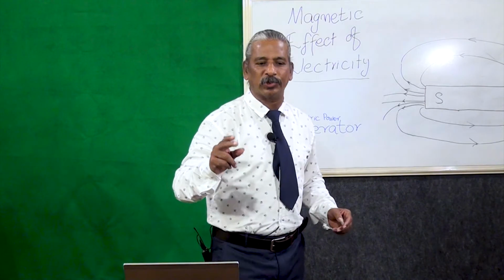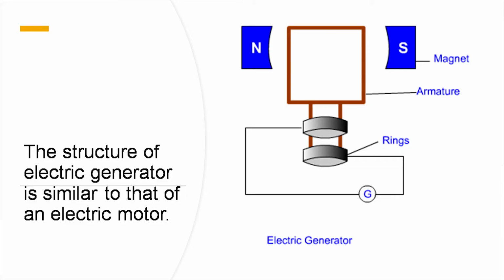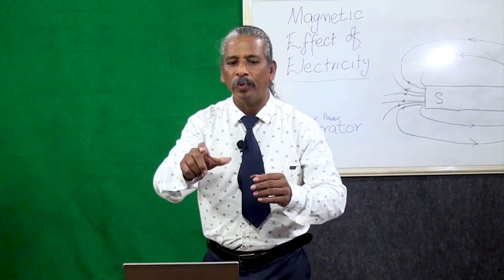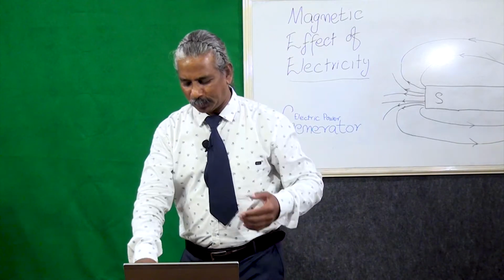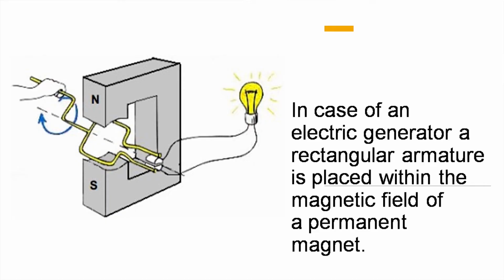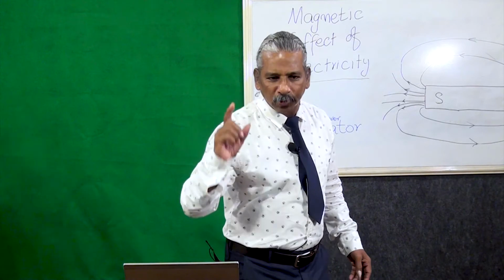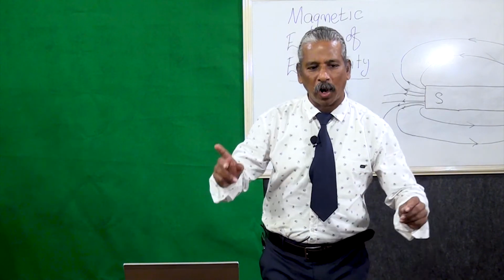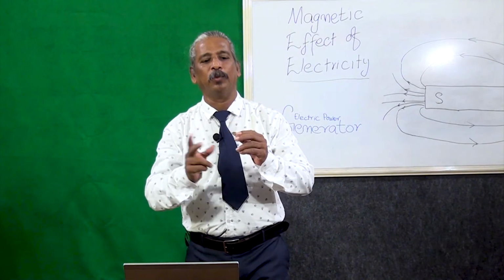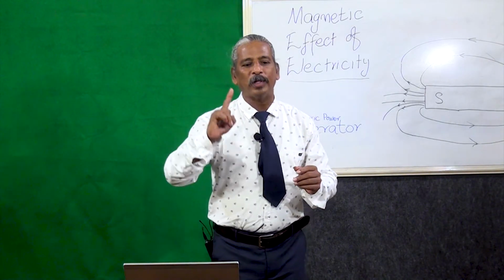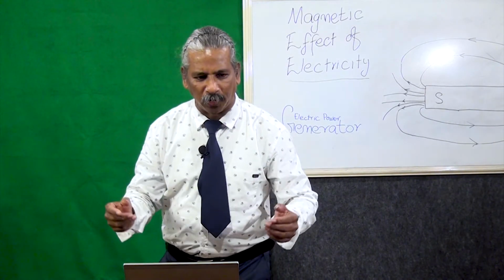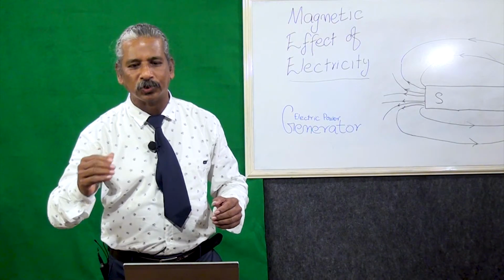The structure of an electric generator is similar to that of an electric motor. In an electric motor, a movement is produced when power is supplied. In a generator, a movement is supplied and power is taken out. That's the only difference. In an electric generator, a rectangular armature is placed within the magnetic field of a permanent magnet. The armature is attached to a wire, positioned in a way that it can move around an axle. When the armature moves within the magnetic field, an electric current is induced.